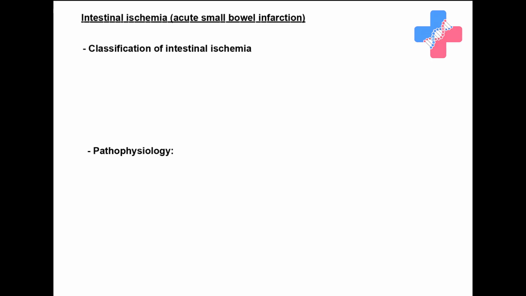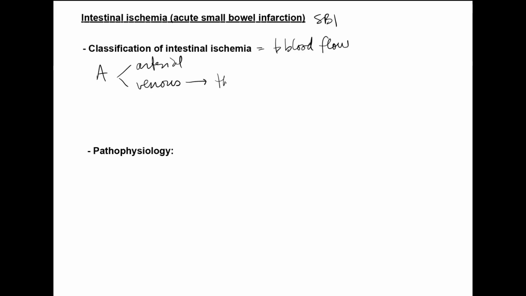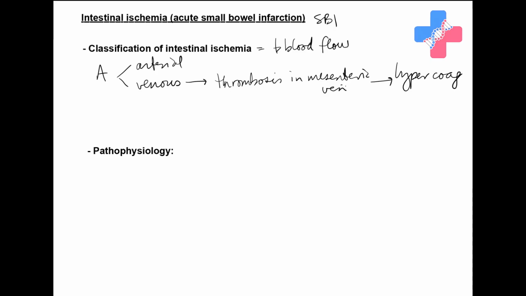Intestinal ischemia is a rather broad term which people mostly use for acute small bowel infarction. But in fact, there's a broader idea. Ischemia refers to anything that causes a decrease in blood flow. But this can be either arterial or venous. And if it is in the small bowel, this is due to thrombosis in the mesenteric vein. And this is found in hypercoagulable states. And that's a subject for another day.